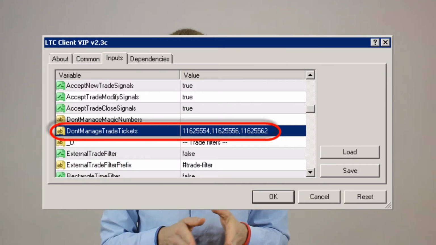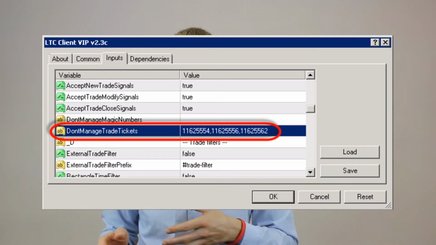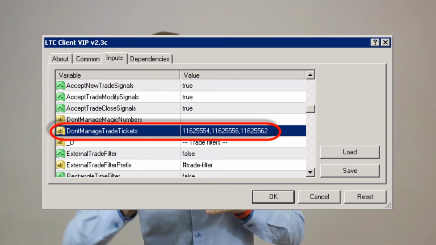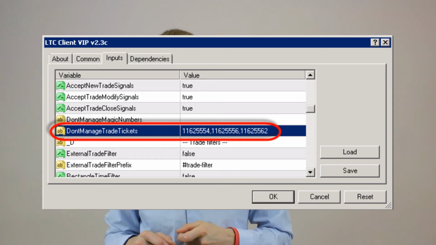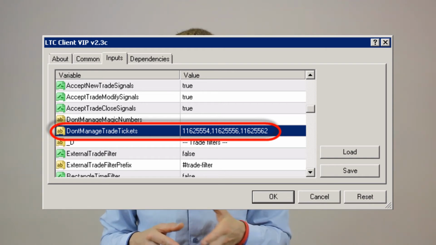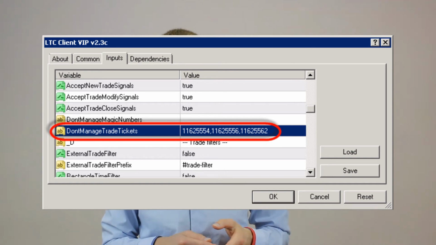Number 2, you can hide trades by tickets. Another new option is called Don't Manage Trade Tickets. This option allows you to choose a comma-separated list of individual trade numbers that client EA should not manage. This is very similar to that previous option, but here we set the list of the actual trade numbers. This is of course useful when you have partial close feature enabled. As I mentioned, in this mode the EA does not allow any third-party trades running on the same account, but now with this option you can have a list of trades that EA should ignore. It means those trades will not be closed and EA will not touch them.